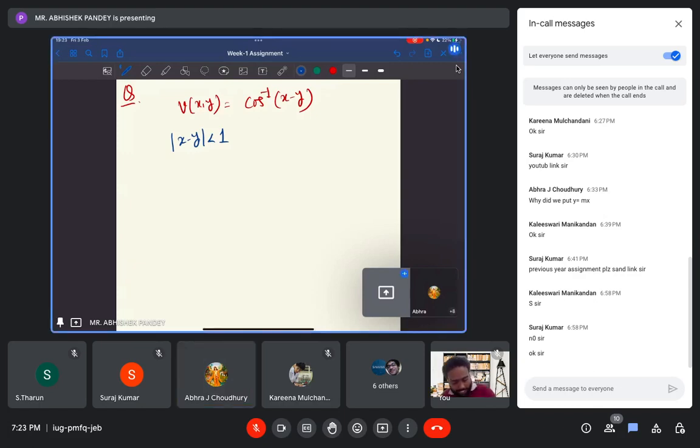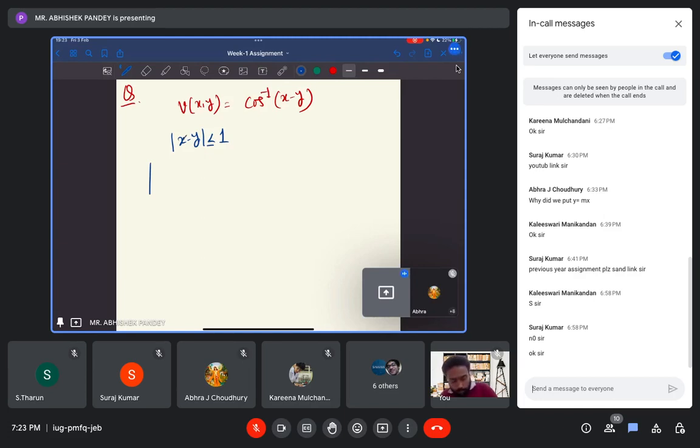Yeah, less than or equal to 1. So in this case, if you see, this will be greater than or equal to, like if you can see. Anyhow, this will not be open. Okay.